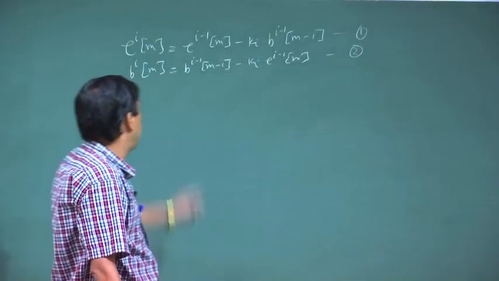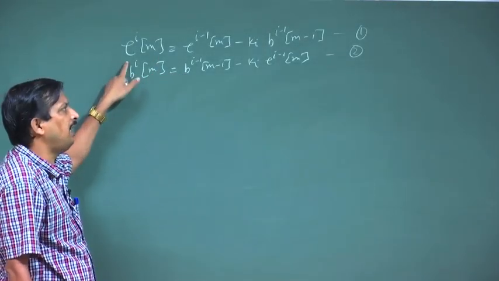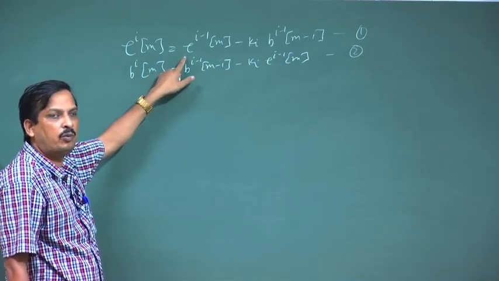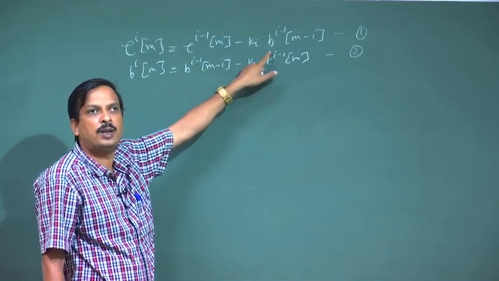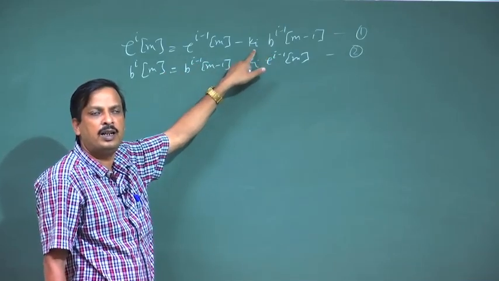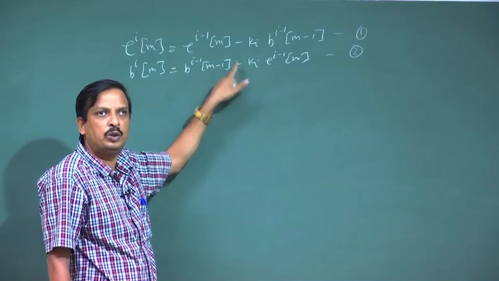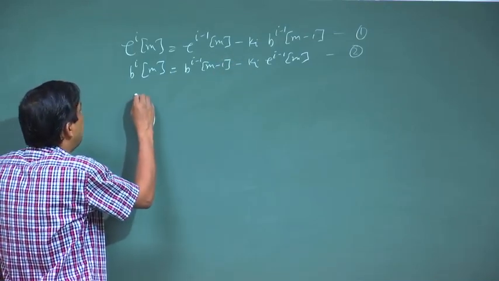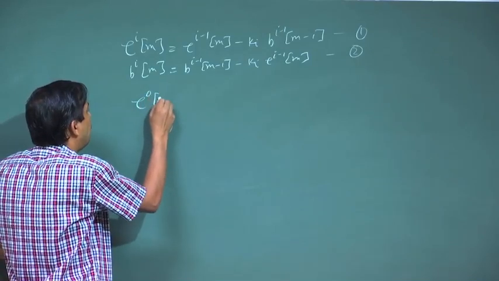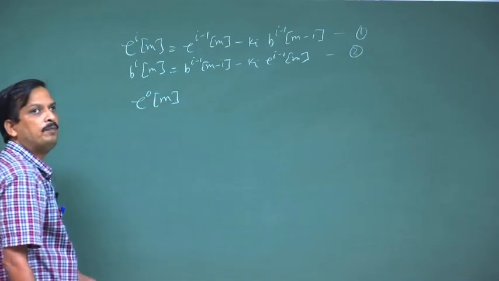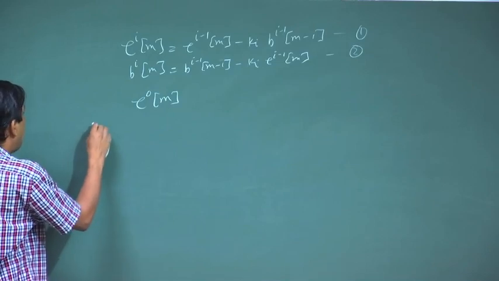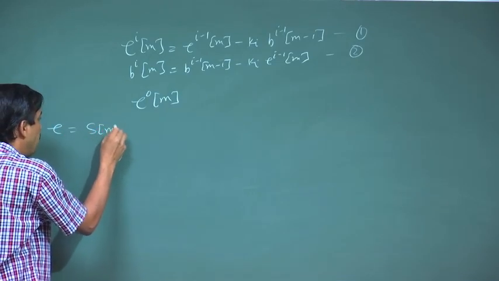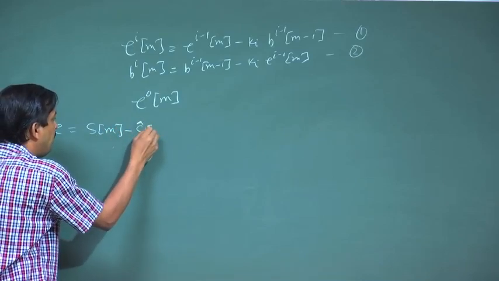Okay, so we have derived these two equations. The ith order forward error is nothing but the previous forward error minus the previous backward error multiplied by ki. Now, if I have not predicted anything, what is E0m? E0m means the error, and error is the sample value minus the estimated value.